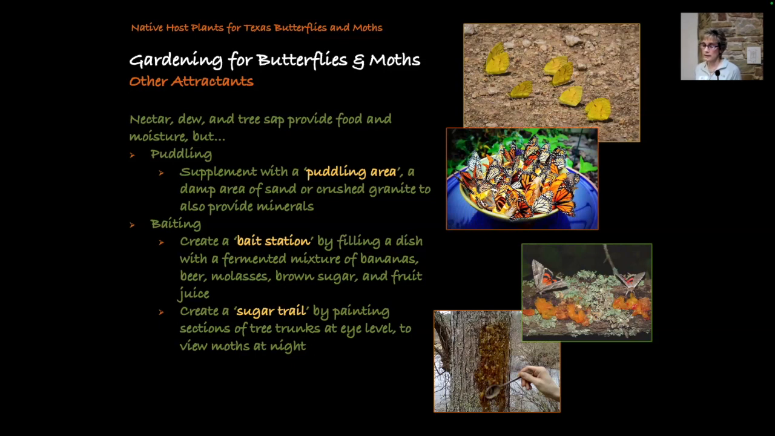for about a week. And then what you do is you take a paintbrush or a spoon and you either fill a dish with it or paint it on trees at eye level, especially along a trail. This is a great thing to do with kids. And then at night, go out with a flashlight and see what you've attracted. It's a great way to find out what's actually in your yard, especially at night if you're not out there patrolling all night long.